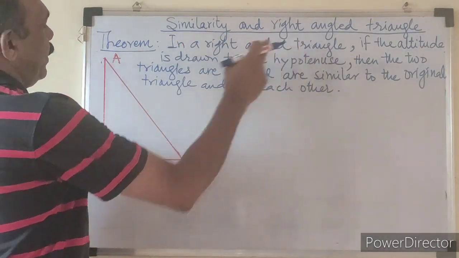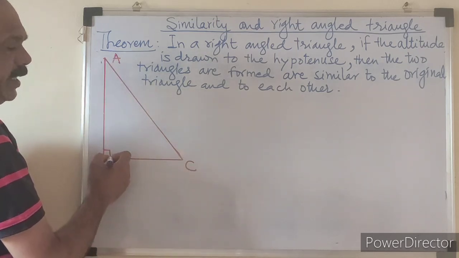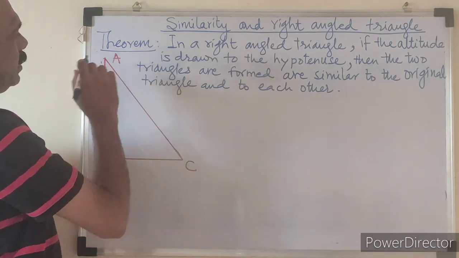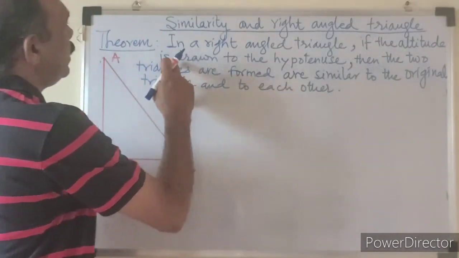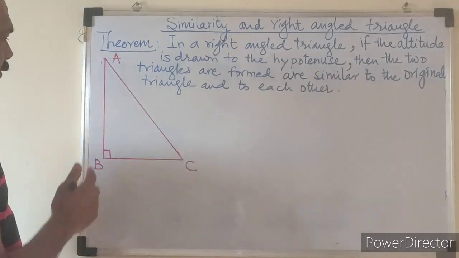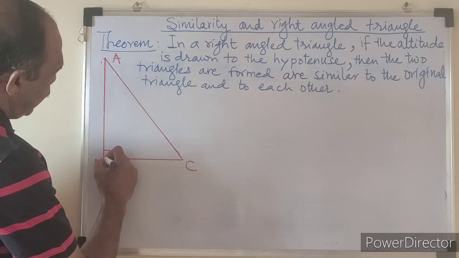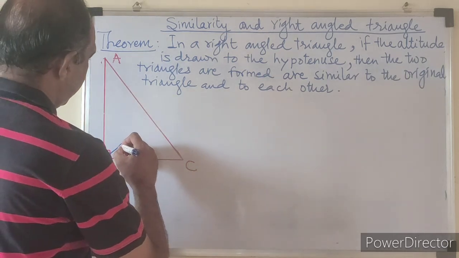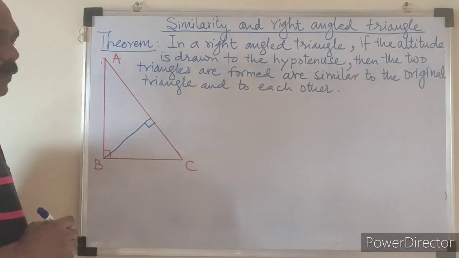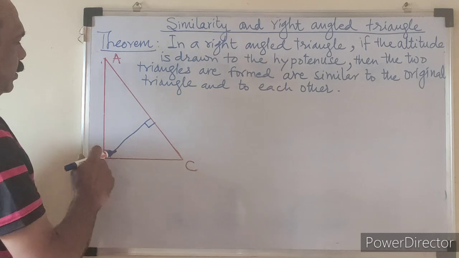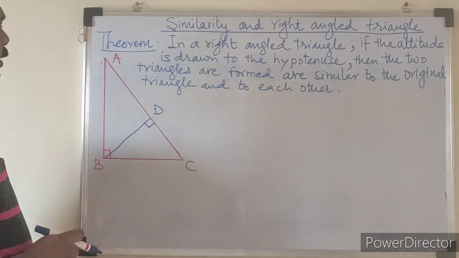Now in a right angle triangle, this is triangle ABC, where angle B is 90 degrees, so therefore triangle ABC is a right angle triangle. In this triangle, if the altitude is drawn to the hypotenuse, from angle B we will draw one altitude, which is perpendicular to the hypotenuse AC. So therefore BD is perpendicular to AC. We will name the foot D.